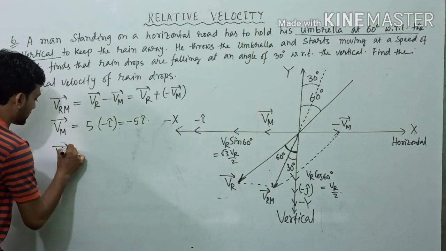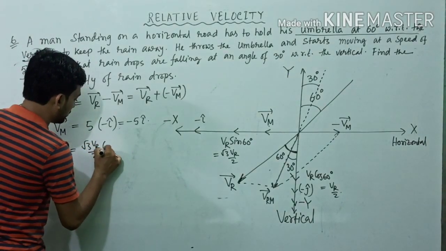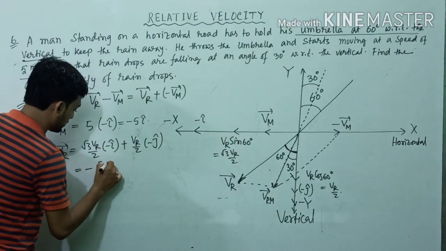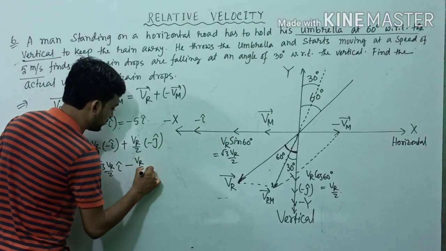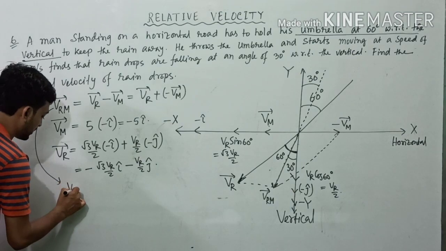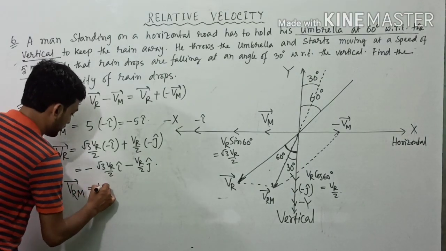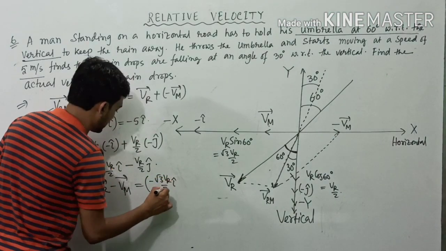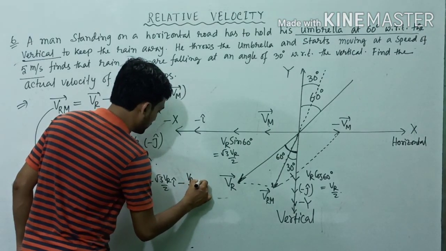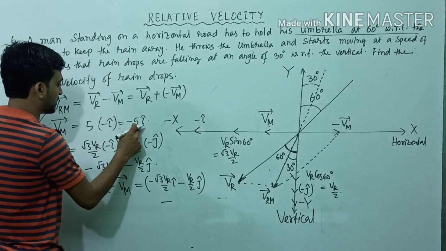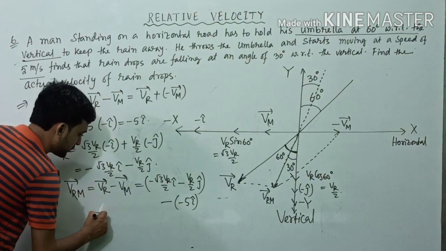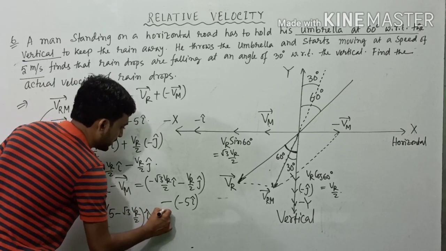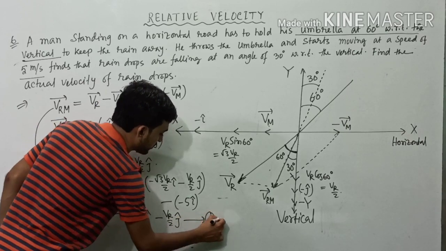So VR vector can be expressed as root 3 VR by 2 minus i cap plus VR by 2 minus j cap, equal to minus root 3 VR by 2 i cap minus VR by 2 j cap. So from this equation we can write relative velocity of rain with respect to man is equal to VR vector minus Vm vector, is equal to minus root 3 VR by 2 i cap minus VR by 2 j cap minus Vm vector. Vm vector is minus 5 i cap, minus 5 i cap. So on solving this we will get 5 minus root 3 VR by 2 i cap minus VR by 2 j cap. Give it equation number 1.